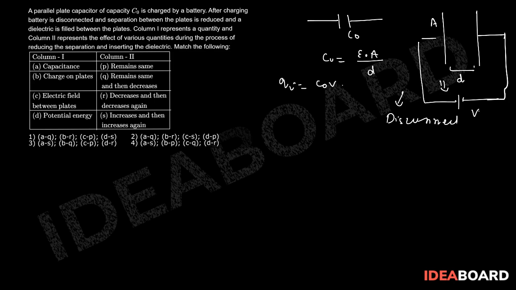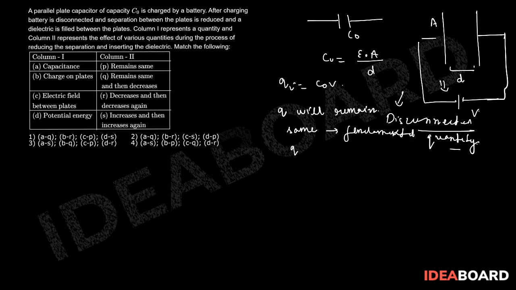So they disconnected the battery, that means Q will remain the same. Why? Because this is a fundamental quantity. So this will remain the same. That means Q final will again be equal to C0 into V. But now what are they doing? They are actually reducing the separation between the plates. So they now reduce the separation between the plates.